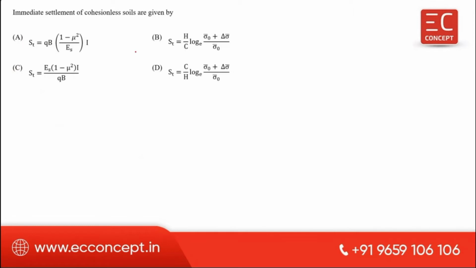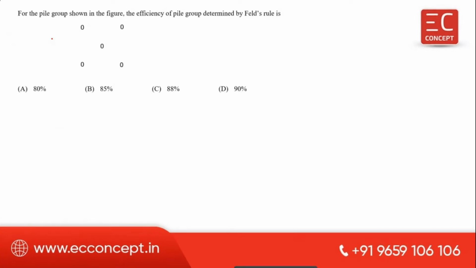Next one. This is the formula. Immediate settlement of the coastal soil is given by a very simple equation. Immediate settlement is equal to q p (1 minus mu squared) divided by Es, into I. Es means Young's modulus of soil, mu is Poisson's ratio, and I is the influence factor.